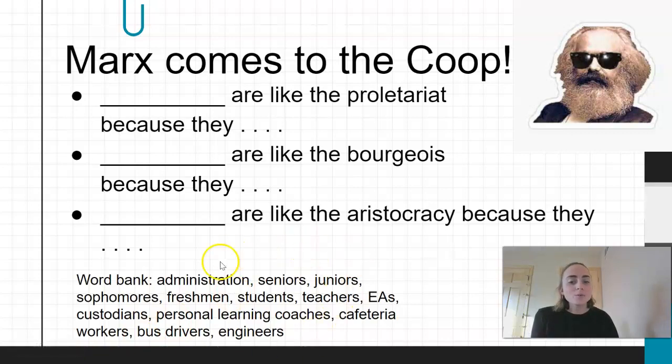We have so many different roles and people that are involved in our school community, with students, teachers, administration, cafeteria workers, bus drivers, etc. You're going to choose 3 groups. So maybe you want to choose like the freshmen. Are the freshmen the proletariat, the lowest class? Why would they be in that social position? So who would be the middle class and who would be the top class? I want you to go ahead and fill this out in your notes and then start reading chapter 2 and think about these questions of power and influence and money as you are reading chapter 2.